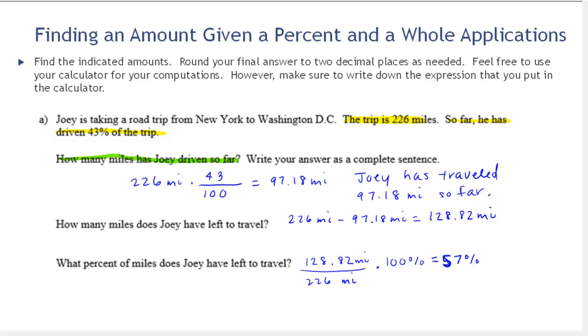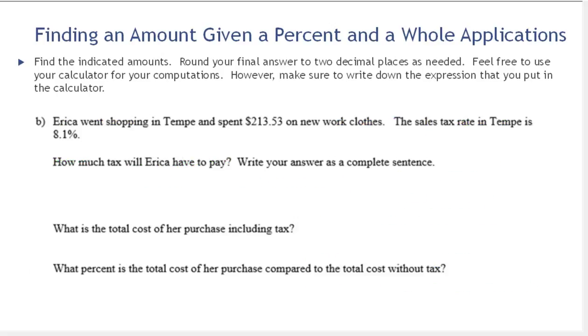Now notice he had already driven 43%, and the two values combined, how much he's driven and how much he has left to drive, should total the whole trip, or 100%. So something we could have done that would have been easier, and it is your choice, is to take the whole trip, subtract off the percentage of the trip he's traveled, and we'll have the percent that remains. Let's look at the next one.